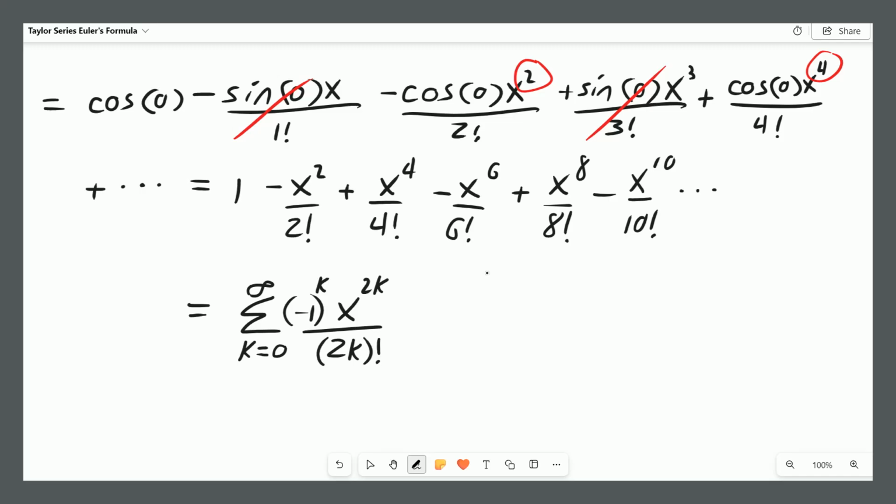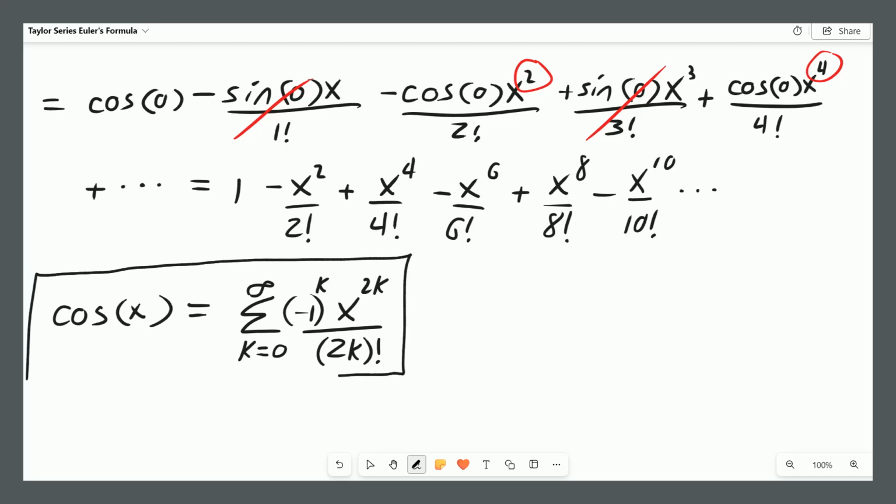Okay, and because we're multiplying k by 2, and k is just every integer from 0 to infinity, it ensures that we're dealing with every even integer, right? And that negative 1 to the power of k means we're alternating positive, negative, plus, minus, plus, minus. So that is the cosine of x. Now, let's see what sine of x gives us.